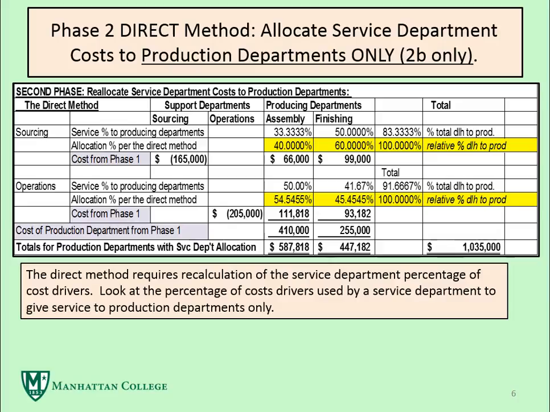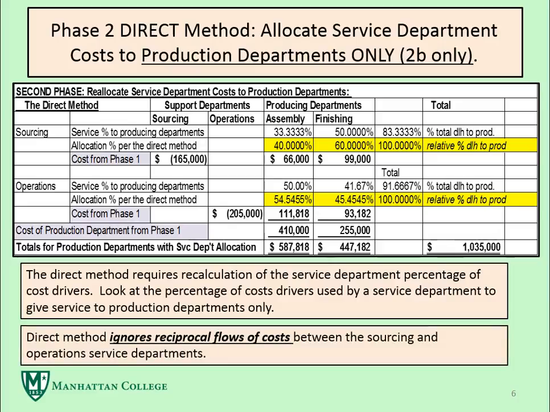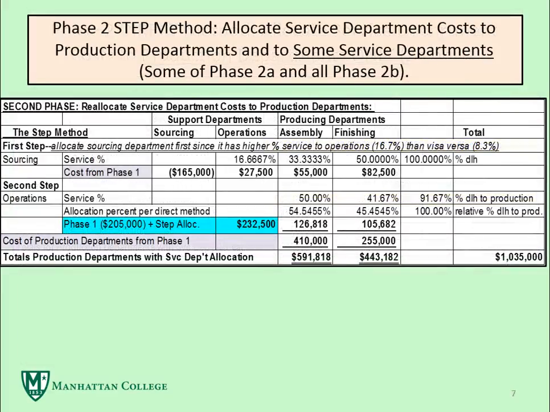So the direct method requires recalculation of the service department percentage of the cost drivers. And again, it's not as good because it ignores reciprocal flows of costs between the sourcing and operations departments. A little better way to do this in phase 2 is the step method. We allocate service department costs to some service departments. So we do a little bit of phase 2A, allocating service department costs to service departments, and all of phase 2B, allocating service departments to production departments.